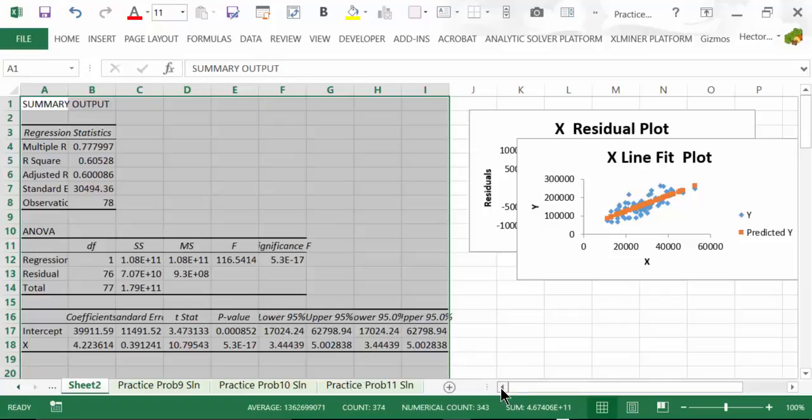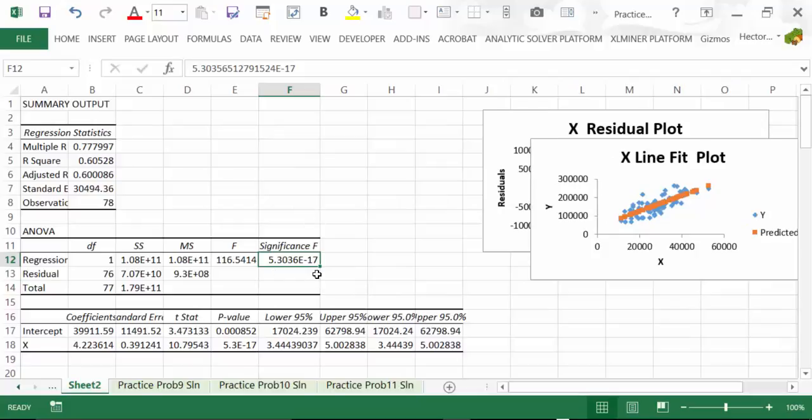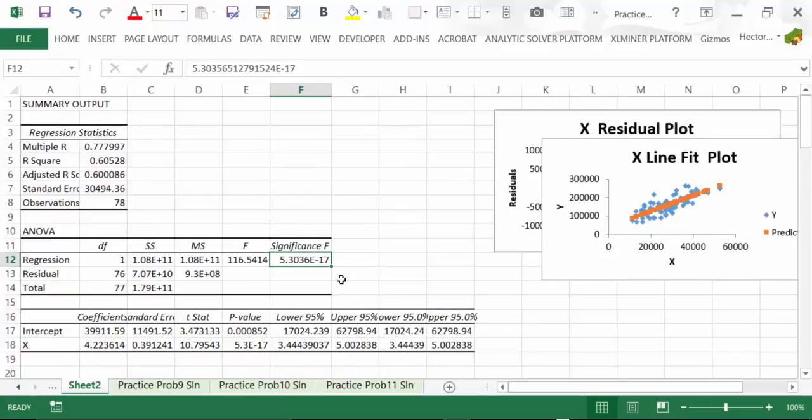Here's the results. The results tell us that the regression is significant. Why? Because the significant F here is very, very small, smaller than 0.05. And so that means that the regression formula is a better predictor of Y. The relationship between Y and X is a better predictor of Y than if you just pick the average of all X's and say, well, this is what I think Y is going to be. So we have a significant regression.